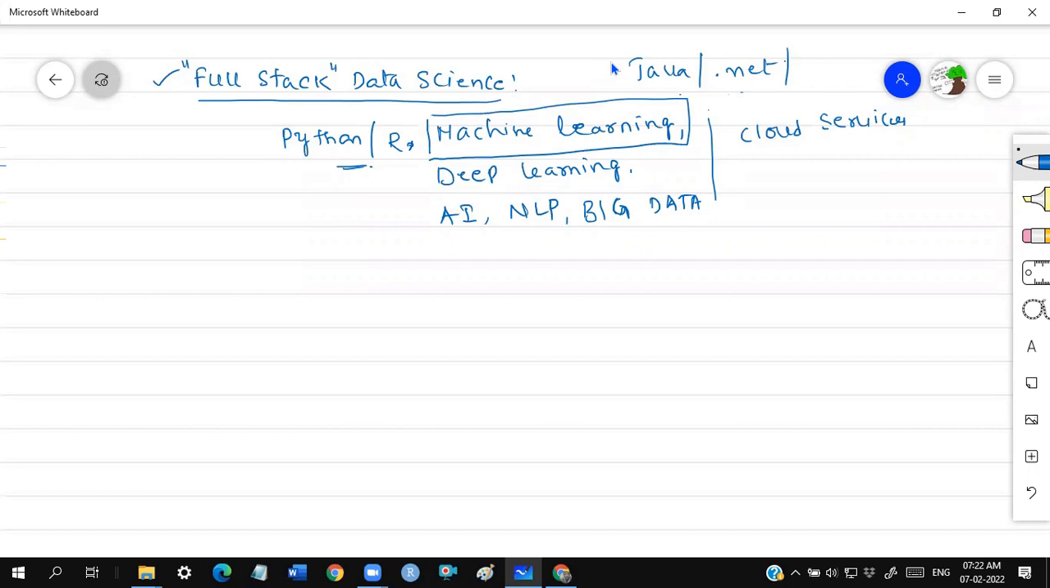But now the companies are not only looking for machine learning, they're also looking for deep learning. They're also looking for NLP. They're also looking for knowledge of cloud services. So many areas have been added, guys. That is the reason why these training programs have transitioned from only machine learning. Previously it was only data science. Now they are calling it full stack data science, guys.